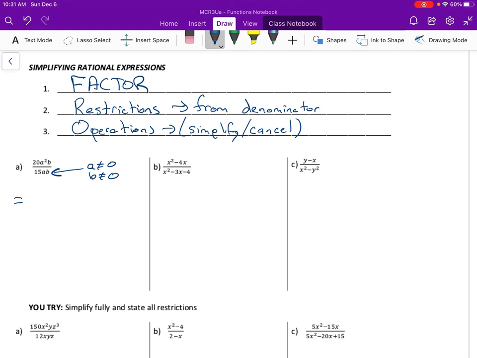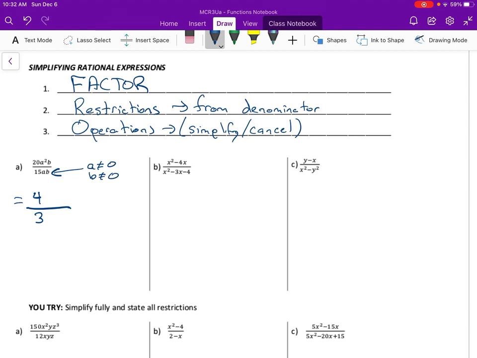So again, just deal with the coefficient first and then move on. So 20 over 15 can be simplified by dividing both by 5. So this becomes 4 over 3. Done. Then look at the next variable.